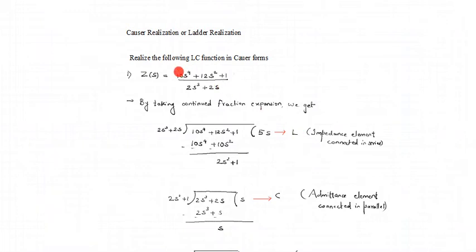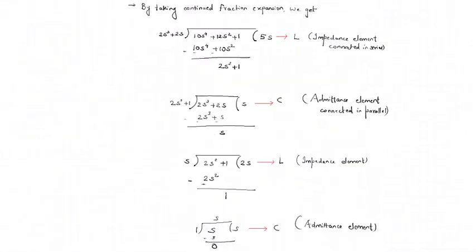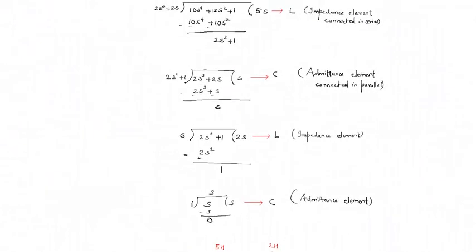So here we satisfy the condition that the numerator order is greater than the denominator, and therefore the first element is the inductor. The second element is the capacitor. The third element is inductor, and the fourth element is capacitor again. So we have identified two inductive elements and two capacitive elements to draw the network. The first element is the inductor of value 5. The second element is a capacitor of value 1. The third element is inductor again with a value of 2, and the fourth element is capacitor with a value of 1.